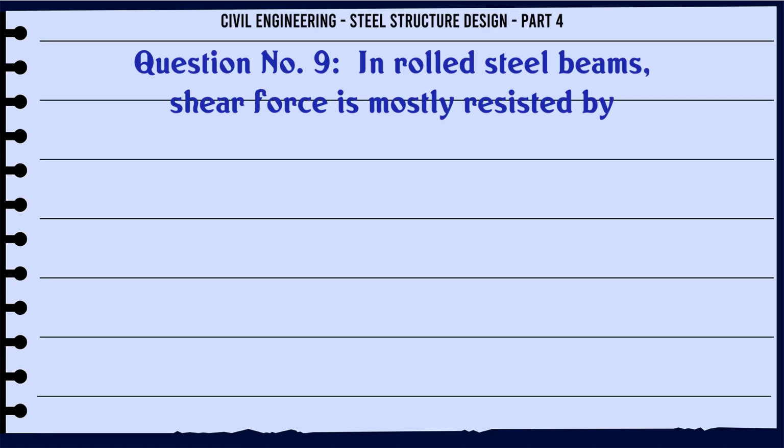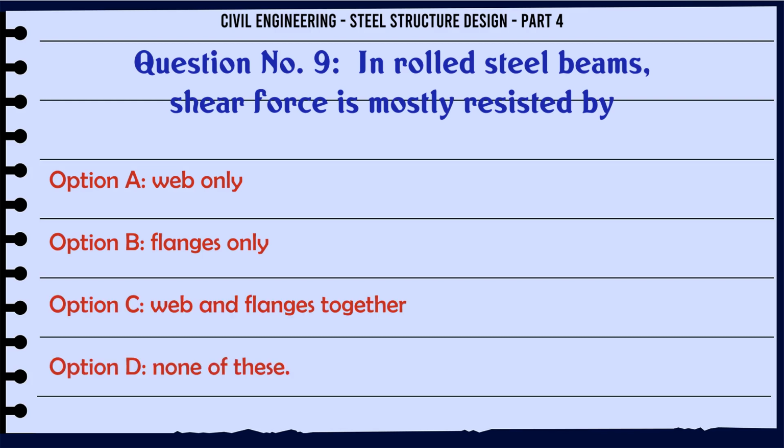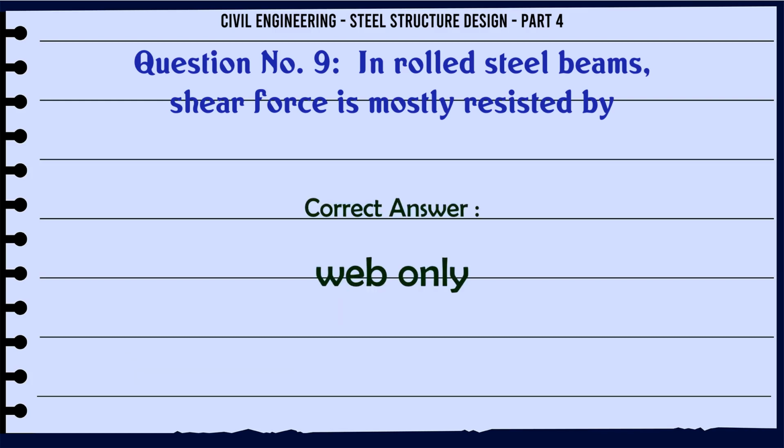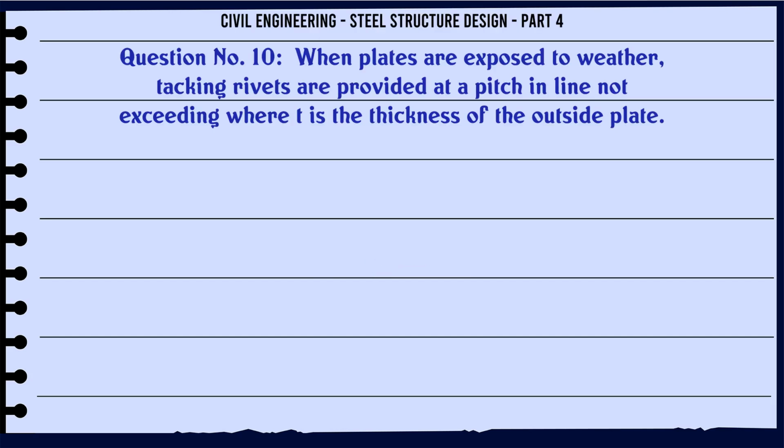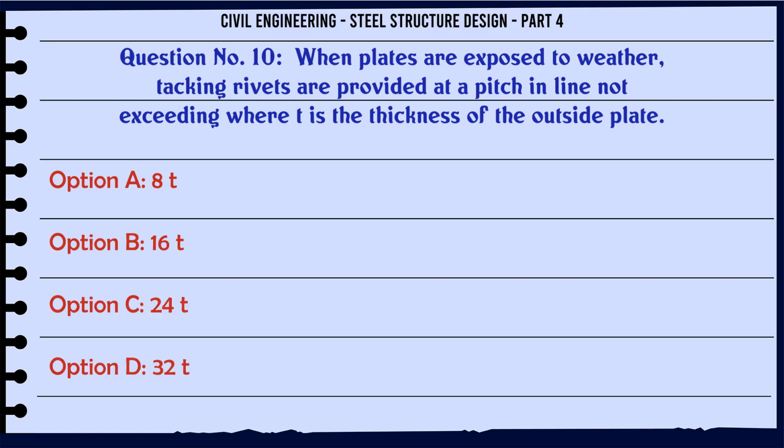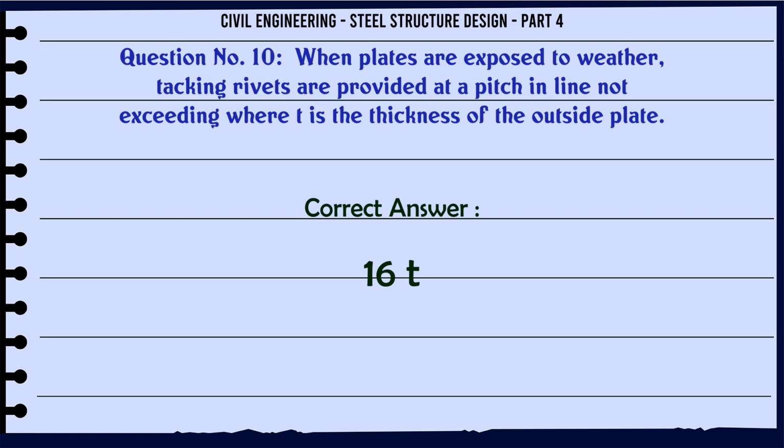In rolled steel beams, shear force is mostly resisted by A) web only, B) flanges only, C) web and flanges together, D) none of these. The correct answer is web only. When plates are exposed to weather, tacking rivets are provided at a pitch in line not exceeding, where T is the thickness of the outside plate, A) 8T, B) 16T, C) 24T, D) 32T. The correct answer is 16T.